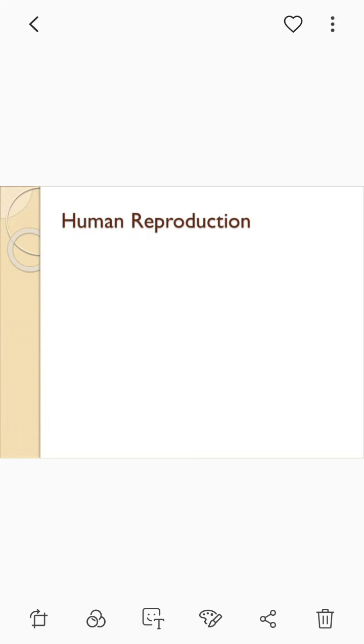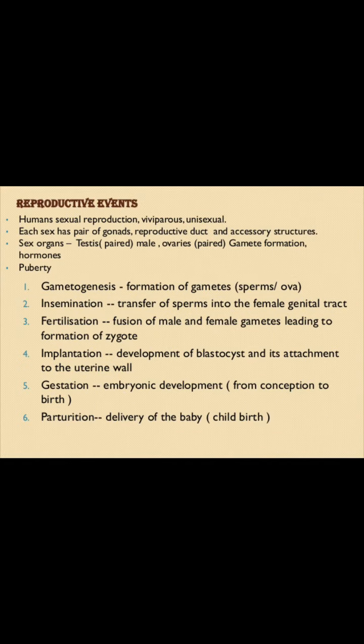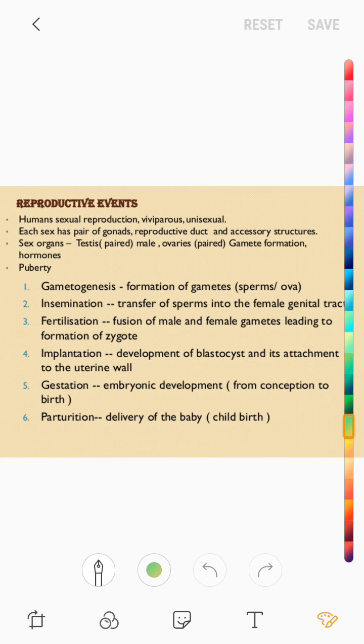Today we will study human reproduction. So, human sexual reproduction: mostly humans are viviparous, that means they give birth to the young ones. They are unisexual. Each sex has a pair of gonads, reproductive ducts, and accessory structures.